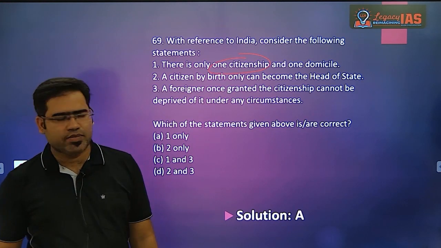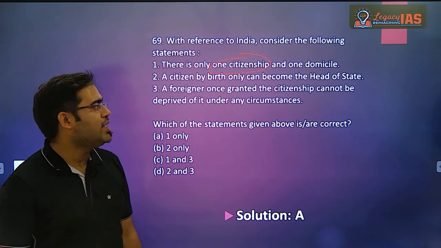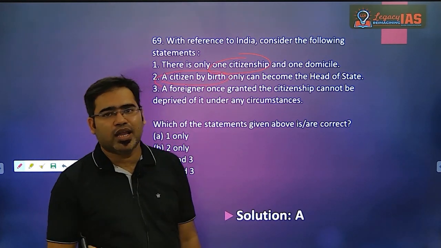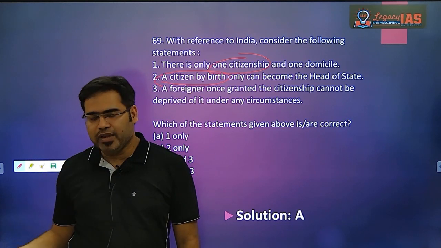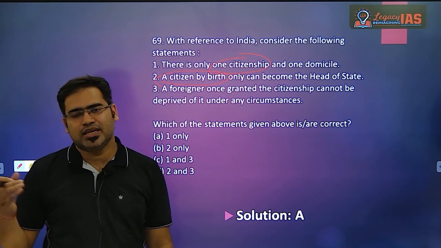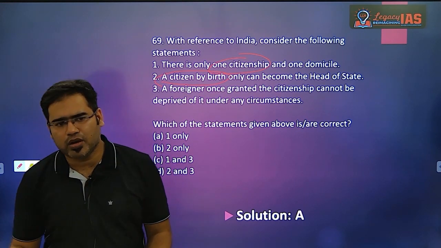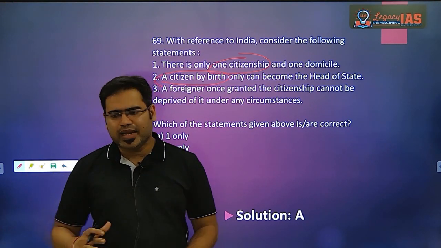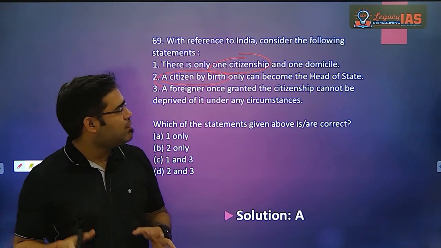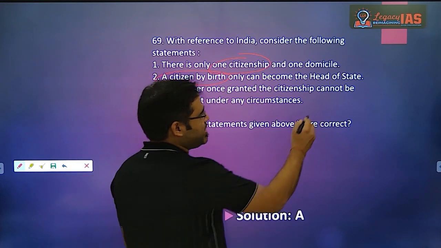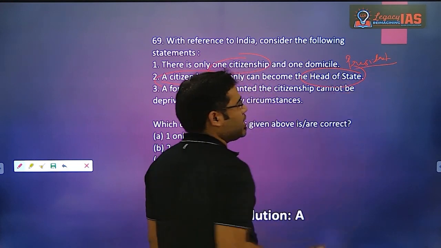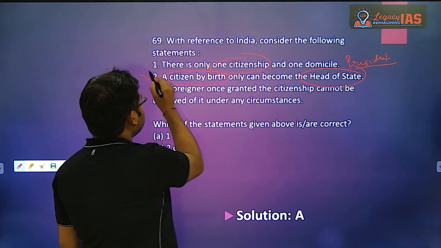Now the second statement we read: a citizen by birth only can become the head of the state. See, a citizen by birth, no. In India we can have citizenship through five different methods, like descent, registration, naturalization, and for example when the government takes territory from outside. So this is not restricted to citizens by birth only becoming the head of the state. Head of the state means the President of India, correct? So this second statement is definitely incorrect.